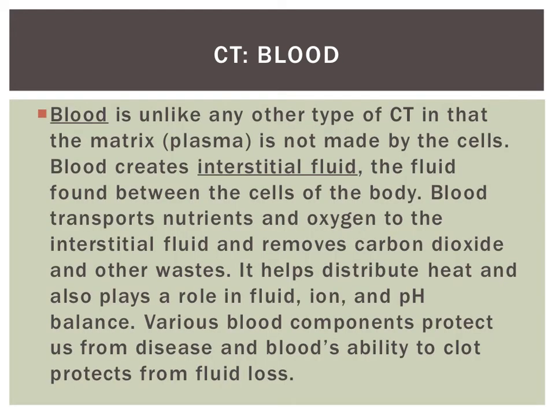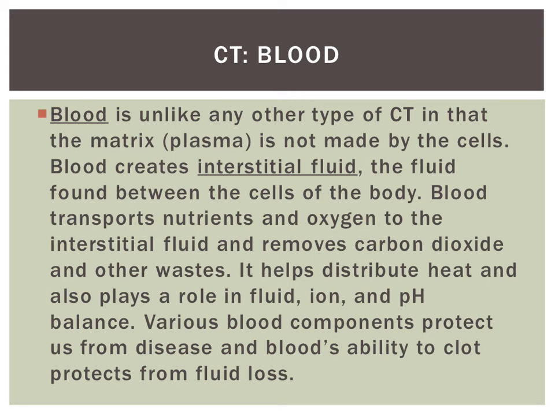Another connective tissue, sometimes we don't think about it as being a tissue, is blood. But it is a tissue because it's made up of different cells working together. Blood creates interstitial fluid. This is the fluid found between the cells of the body. It transports nutrients and oxygen into the interstitial fluid, removing carbon dioxide and other waste. It distributes heat throughout the body, plays a role in fluid, ion, and pH balance, and various blood components protect us from disease. So like we have white blood cells, for example, inside our blood that would help work with our immune system.